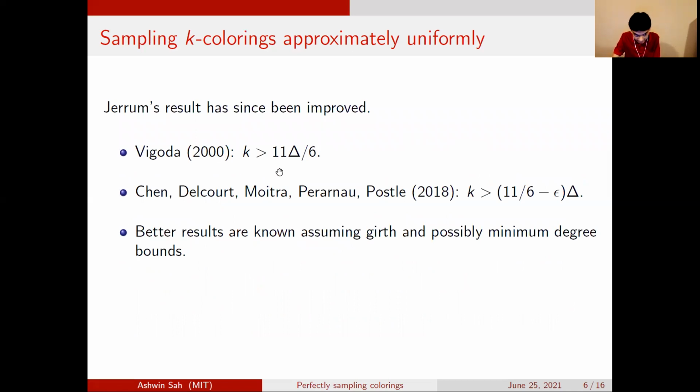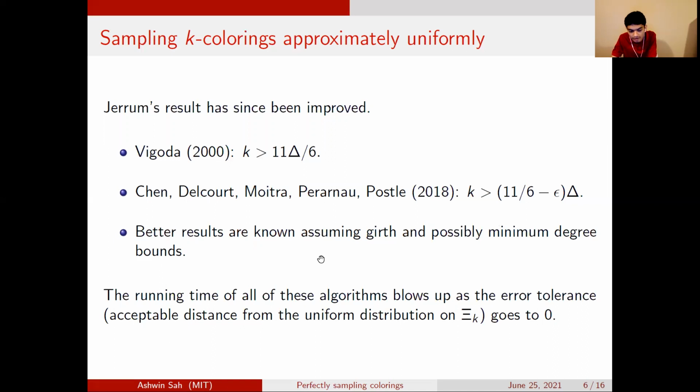This result has since been improved. The seminal work of Vigoda showed k greater than 11/6 delta, which stood for a very long time until the results of Chen, Delcourt, Moitra, Perarnau, and Postle, which showed an epsilon gain. Better results are also known if you assume, say, a minimum girth condition, so the neighborhoods look triangle-free or otherwise, and possibly minimum degree bounds. However, the running time of all of these algorithms blows up as the error tolerance, or the total variation distance you want for this Markov chain, goes to 0.